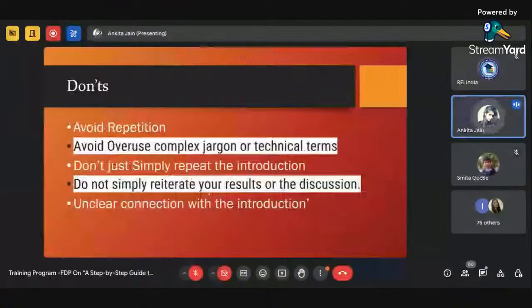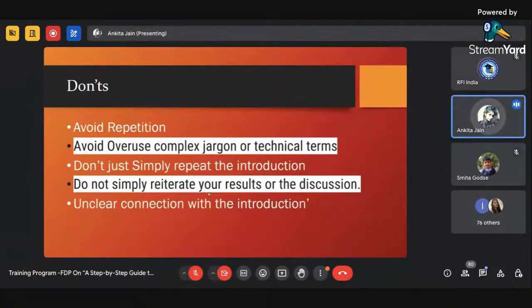Then avoid overuse of complex jargon or technical terms. Sometimes, just to show our language skills, we always try to use some words which are not that much required, and we are just using them for the sake of showing.